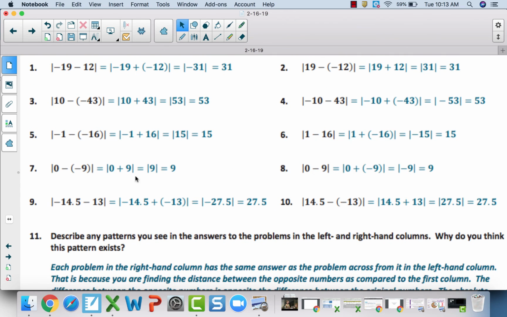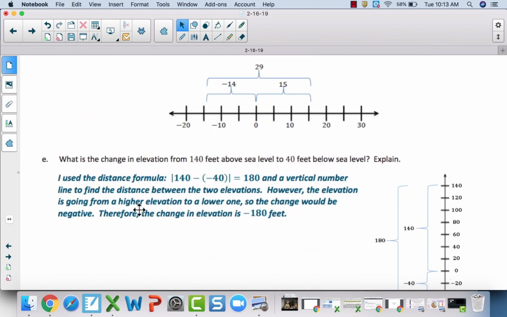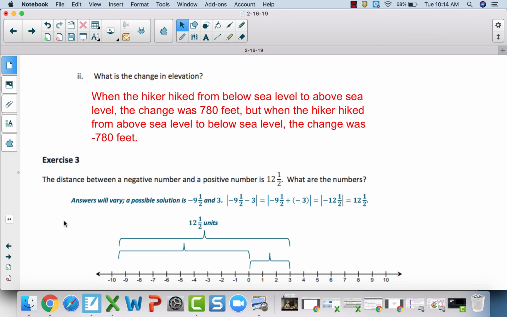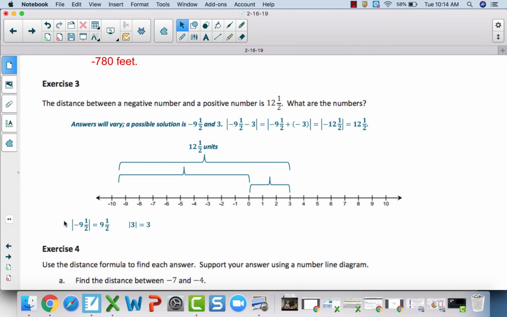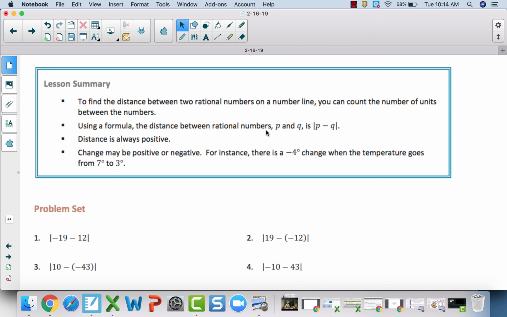So if you were able to answer those 10 problem set questions, and hopefully you determined the pattern, but more importantly, if you were able to solve using the distance formula, and you were able to handle some of the previous exercise questions, so maybe exercise 4 here, and in exercise 3 you were able to correctly apply the distance formula as mentioned here in the lesson summary, you know you're confident with this lesson, you've mastered it, and you're ready to go forward.